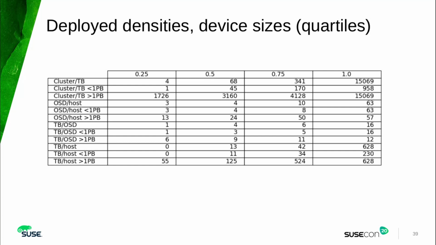At the same point in time, we can tell if we look at the terabyte per host for clusters below 1 petabyte and above 1 petabyte, that the density of nodes increases significantly. So the largest node, the 100% figure for clusters below 1 petabyte, is 230 terabytes. If we compare this to the largest node above 1 petabyte, where we have 628 terabytes per node, we can see that obviously larger clusters are much denser.